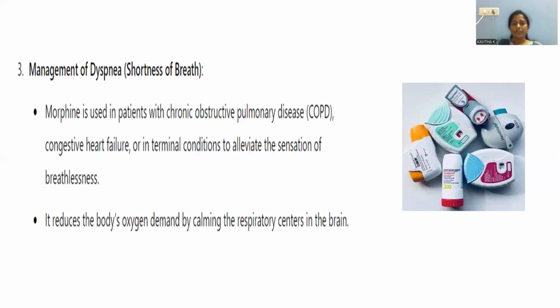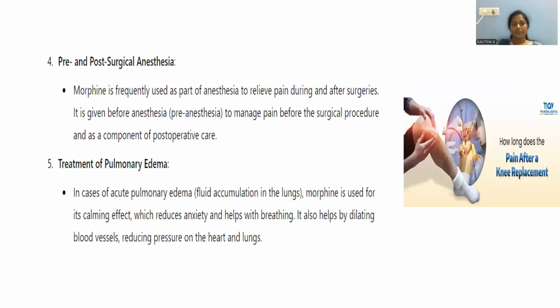Management of dyspnea, shortness of breath. If anybody is suffering with bronchial or pulmonary related breathing problems, at that condition also we will go for this morphine, for chronic or acute pains in pulmonary related diseases, and it reduces the oxygen demand. So with continuous consumption, that's why a proper or optimal usage is very essential for morphine.